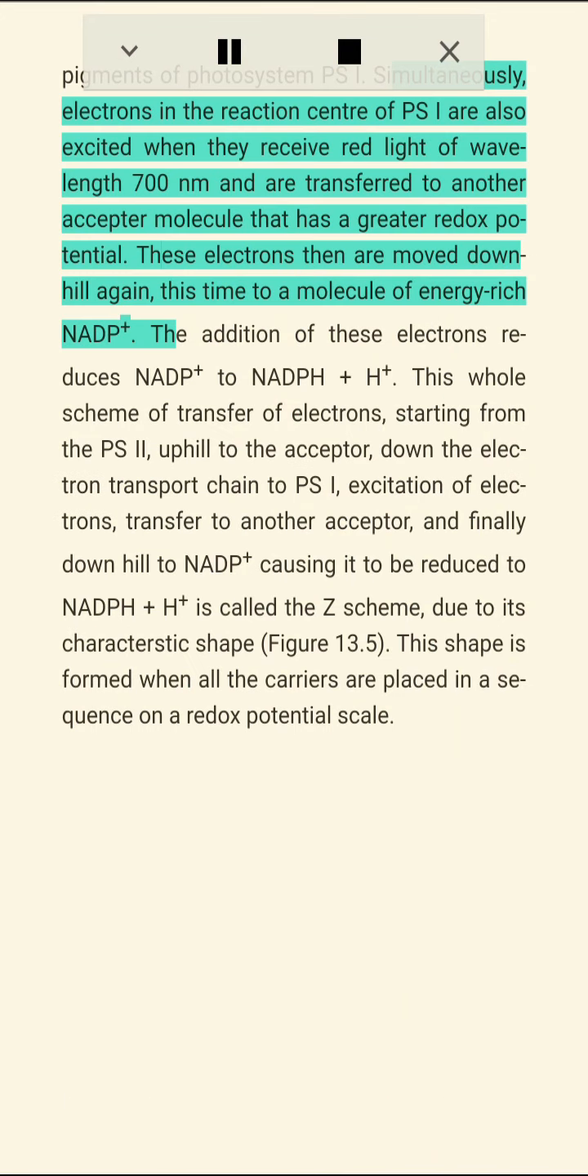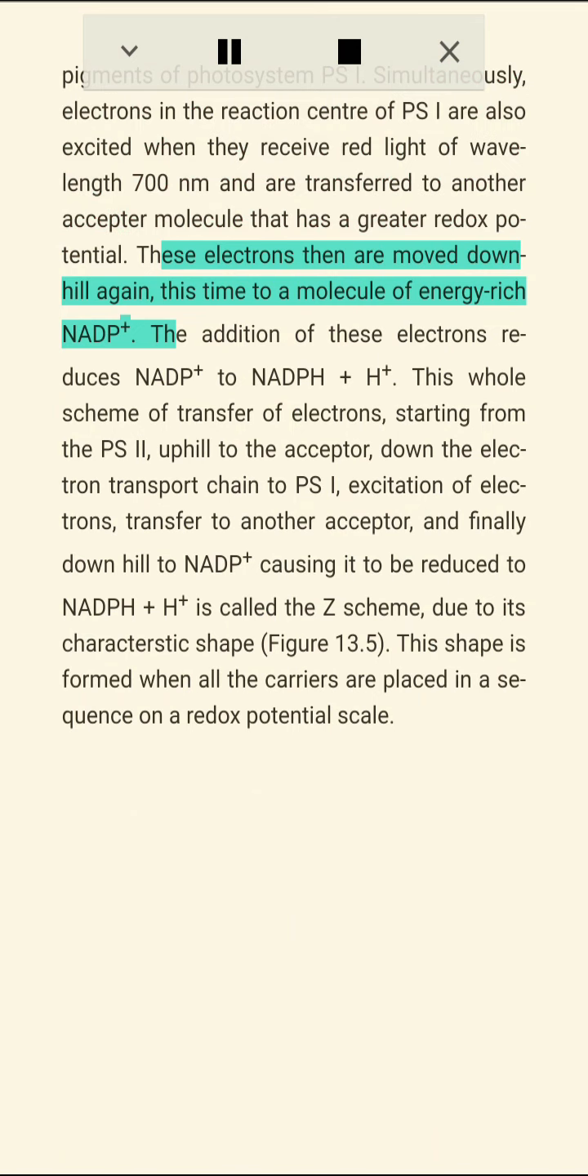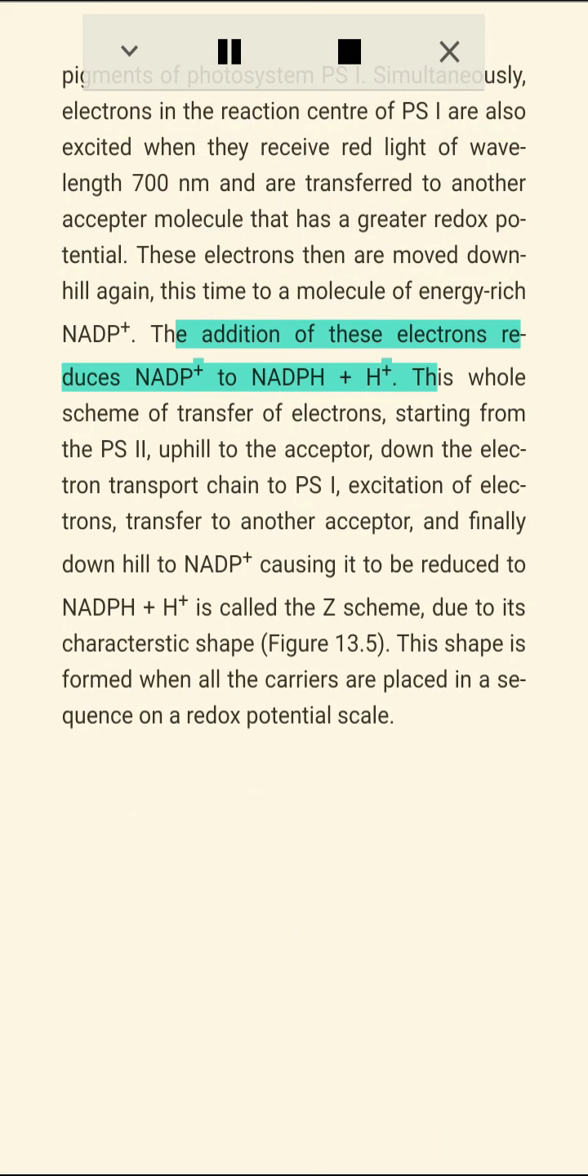Simultaneously, electrons in the reaction center of PSI are also excited when they receive red light of wavelength 700 nanometers and are transferred to another acceptor molecule that has a greater redox potential. These electrons then are moved downhill again, this time to a molecule of energy-rich NADP+. The addition of these electrons reduces NADP+ to NADPH plus H+.